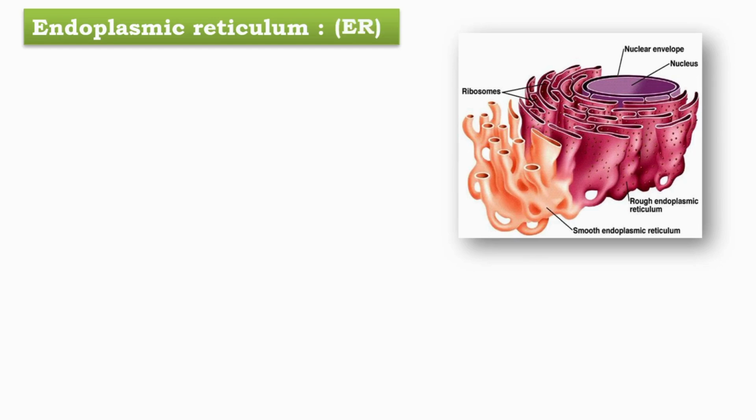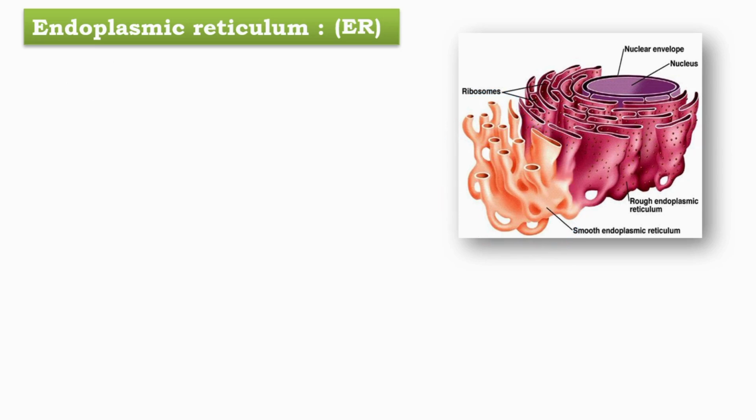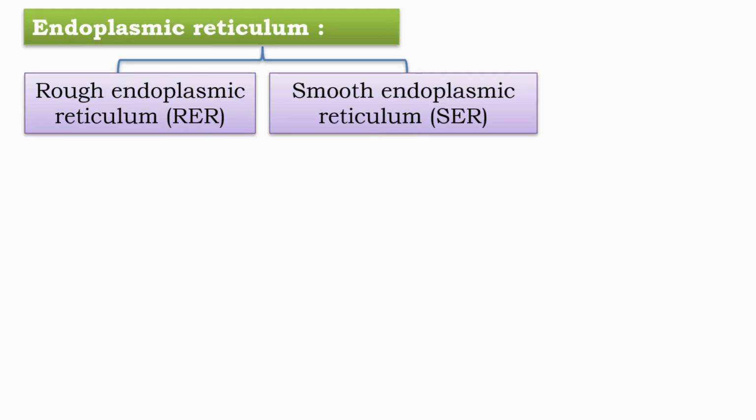Module 7. Endoplasmic reticulum, that is the ER. It is a large network of membrane bound, that is covered by the membrane, tubes, and sheets. Endoplasmic reticulum is of two types. One is rough endoplasmic reticulum, that is RER, and the other is smooth endoplasmic reticulum, that is SER.